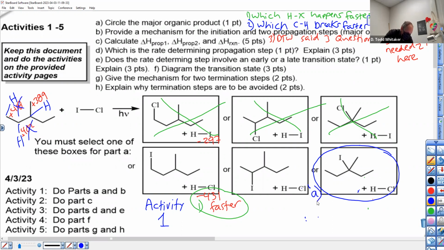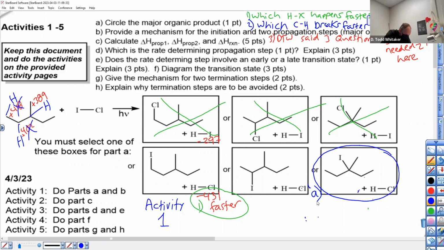B, provide the mechanism for the initiation and 2 propagation steps. We have no idea what that means because we didn't learn this yet. And it's an entirely new mechanism. Nothing like you've seen before. So just, what do you call it? Tabula rasa. Your mind is a blank slate right now. Just absorb.